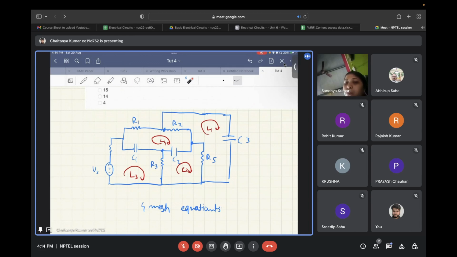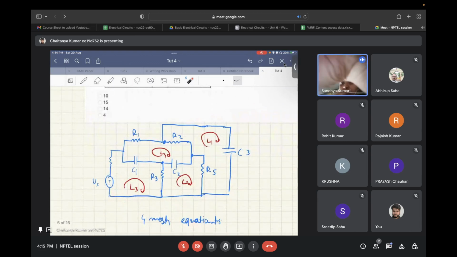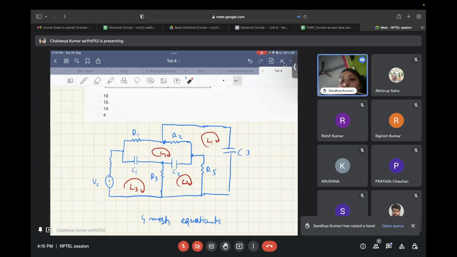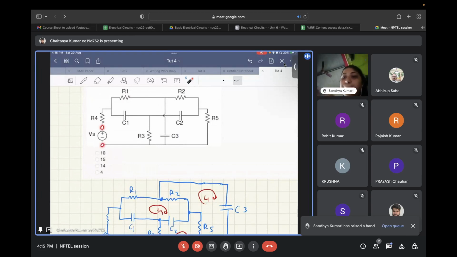Sandhya, do you have any doubt? Yeah, sir. I am unable to calculate the number of branches and nodes in the b minus n plus 1 equation. Please help me calculate that. So, branches are basically equal to the number of elements that you have. Or if you want to merge, you can merge these two things. So let's see.